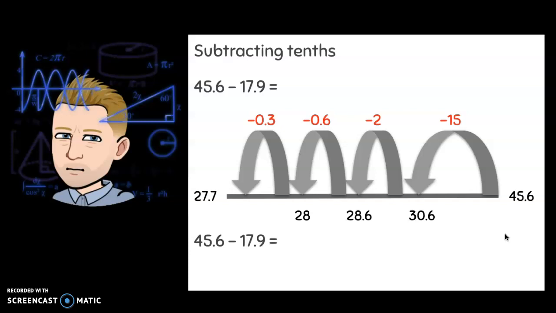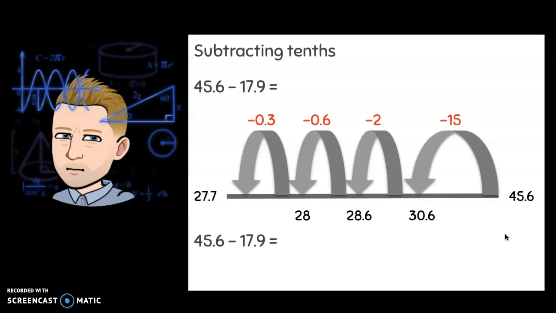Remember at the start, you want to deal with whole numbers. So 45.6 take away 15 equals 30.6. I need to take 2 more whole numbers away to take away the 17 I need to. So 30.6 take away 2 is 28.6. Cool, I've taken away my 17. Now I need to focus on my decimals, or the tenths I need to remove, and I need to take away 9 tenths in total.